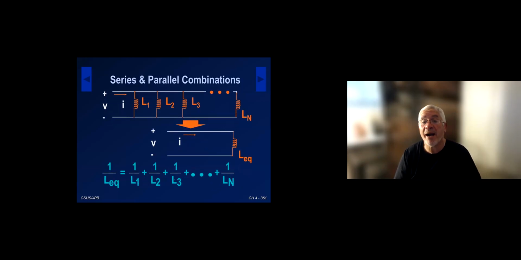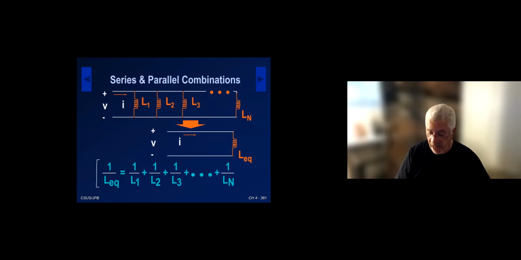So if we put them in parallel, again, you can use the parallel formula for the combination of resistors to get an equivalent inductance. Very, very rarely are we going to be doing this, but we need to know this just for completion.